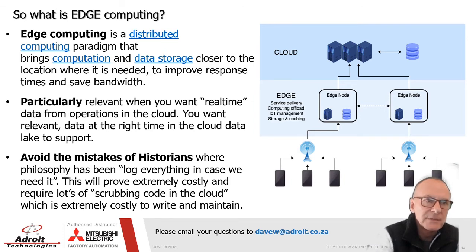Don't make the same mistakes that people have made in historians, where the philosophy has been log everything and we worry about it later. That has just cost enormous amounts of resources, and you have to scrub that data somewhere in order to make sure that's fine. You want to scrub the data as close to the data as possible and put the data up in the cloud. So you don't want to put every second, put a level in a hopper that is moving very slowly.